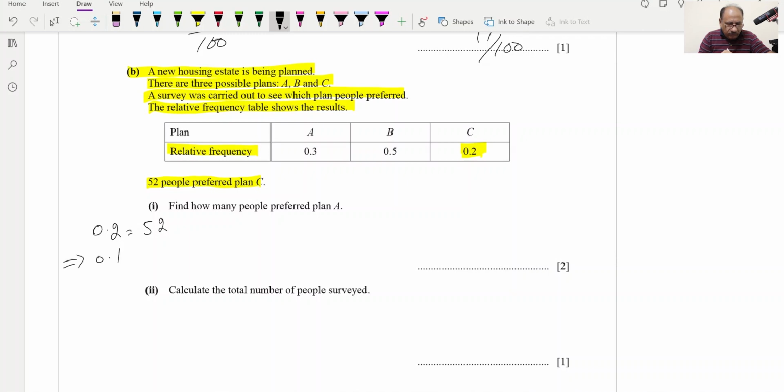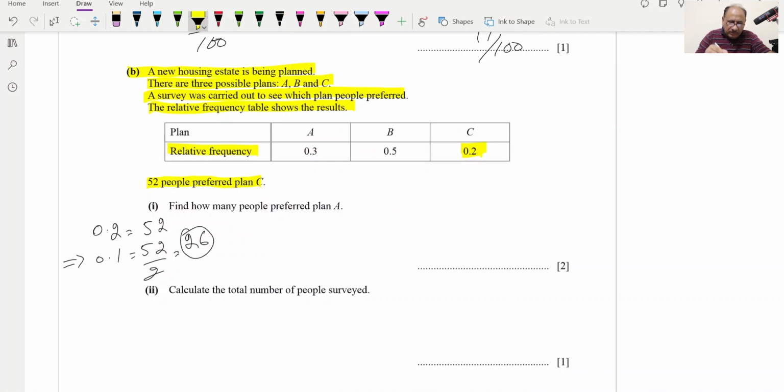This implies 0.1 will be equal to 52 over 2, which is equal to, 52 over 2 will be what? So 2 twos are 4 and 1 5. So 2 6s are 12. So it will be 26 for 0.1.